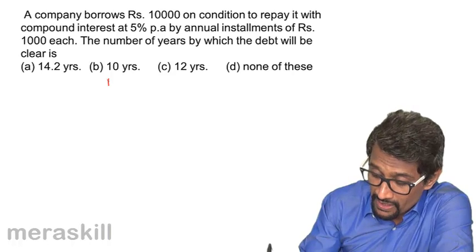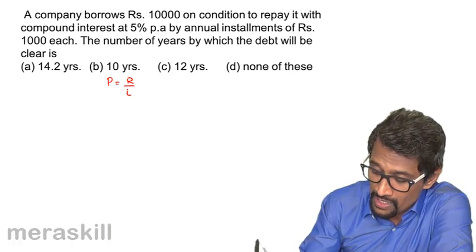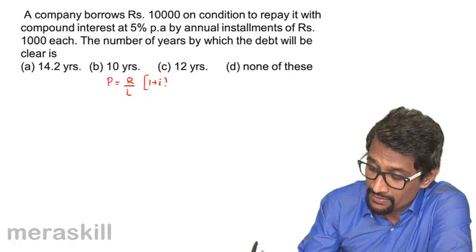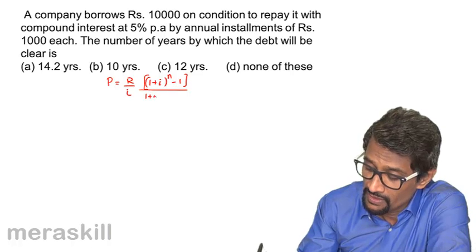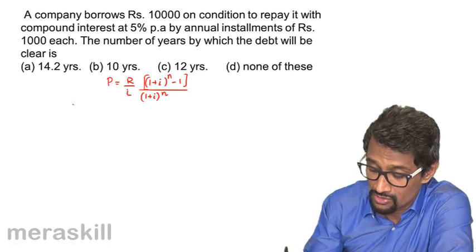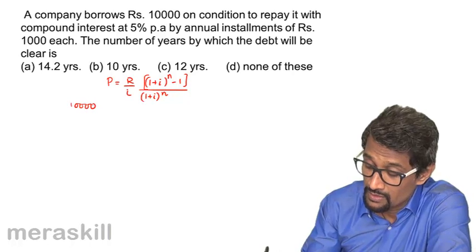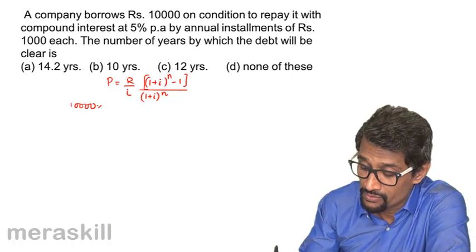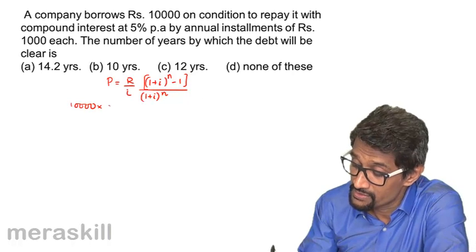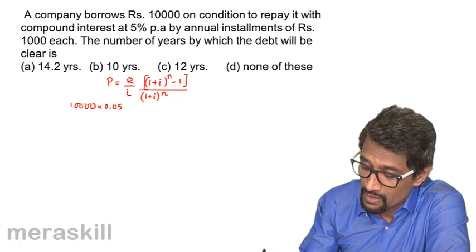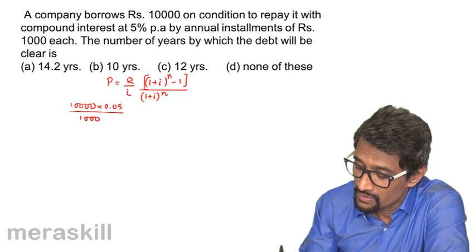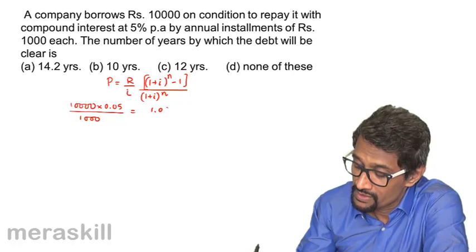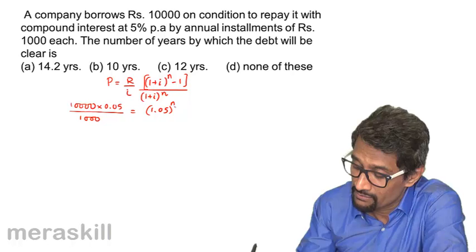So we have P is equal to R upon I into 1 plus I raised to n minus 1 upon 1 plus I raised to n. So this turns out to be 10,000, and you're going to cross multiply it into 0.05 upon 1,000, is equal to 1.05 raised to n minus 1 upon 1.05 raised to n.